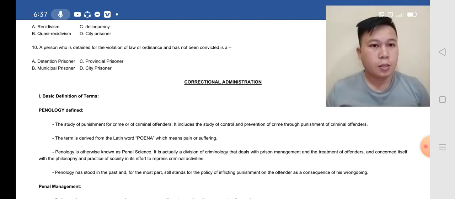So in correctional administration, reminder that dapat alam natin yung mga length of sentences na pwedeng ipataw for a certain crime. So ipapasok lang din natin ito at the end of the day.